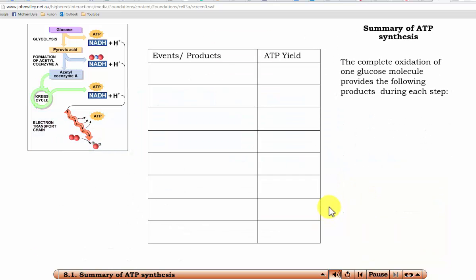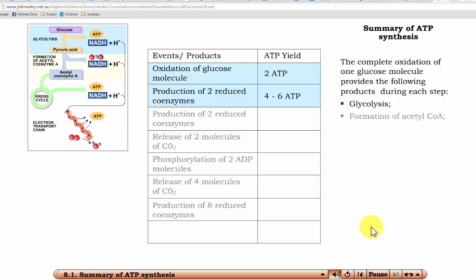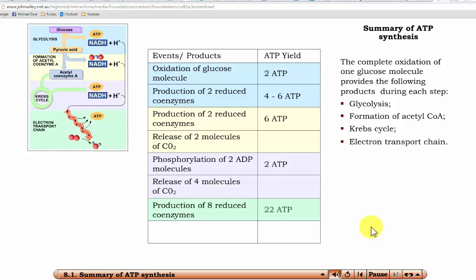The goal of cell respiration is to harvest energy from fuel molecules to produce ATP. In turn, the energy in ATP is used by the cell to perform its work. 38 ATPs for this whole process, from a single glucose. Other products of cell respiration include the production of water and 6 carbon dioxide molecules.